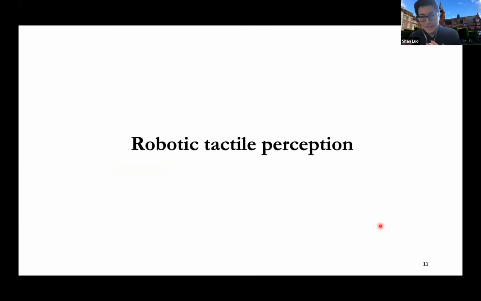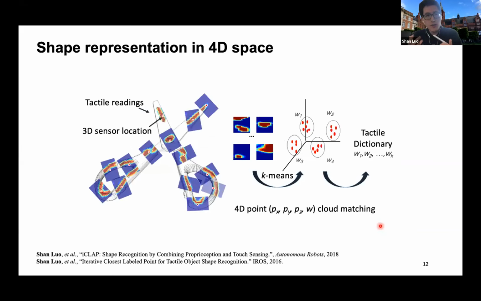So now we have the tactile sensors. How can we make use of tactile sensors for perception? Firstly, we can make use of tactile sensors for shape recognition. We need to represent these shapes either in handcrafted features or deep learning features.